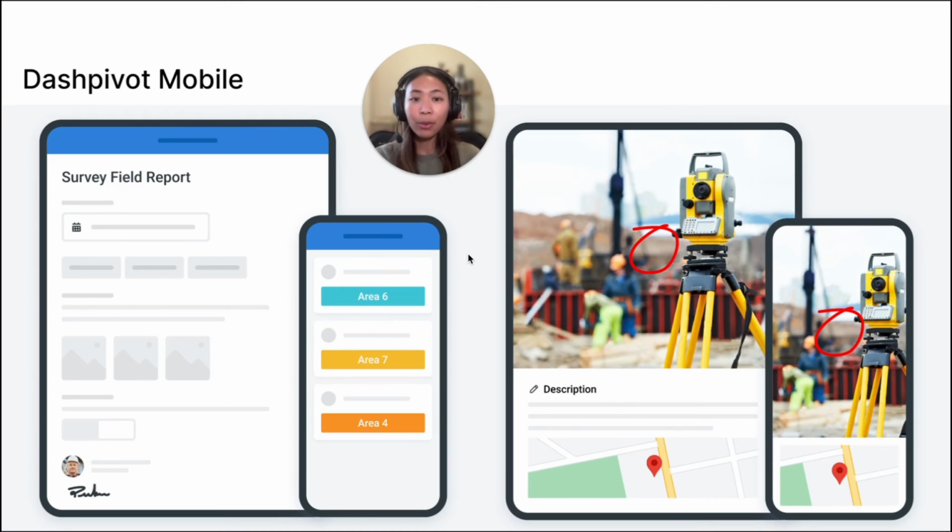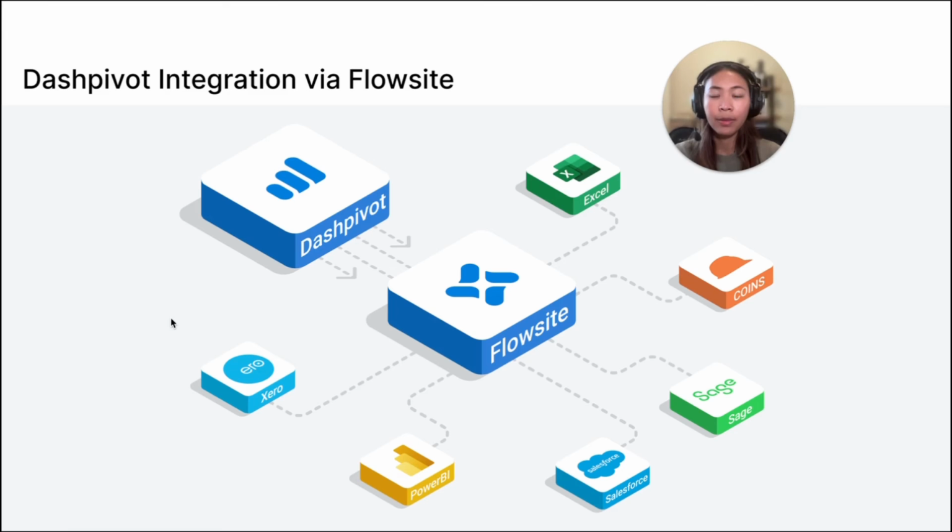Field survey reports can also be created and submitted using our mobile application, the Dashpivot app, which is available on both iOS and Android devices, making this process even more accessible to workers.